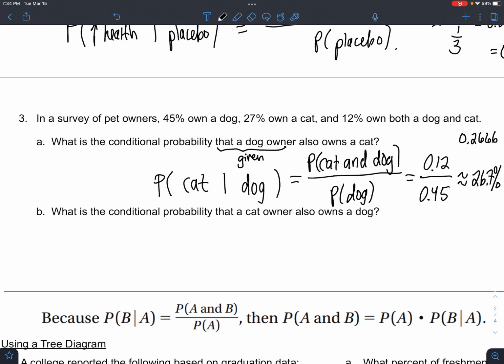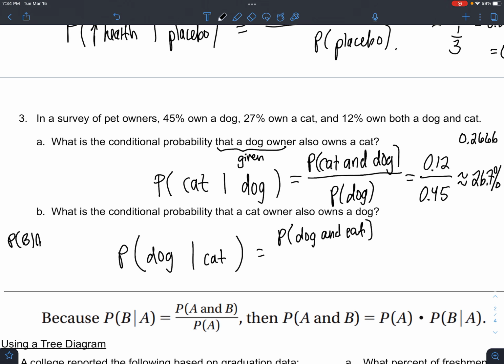Next question. Flip, right? Conditional probability that a cat owner. So given that we have a cat, looking at those folks, what's the probability that they own a dog? So if we had a table, we'd be zeroing in on the cat column, right? So the probability of dog and cat, and I'm following the formula at the top, which is saying it's the probability of and over the probability of just the given.